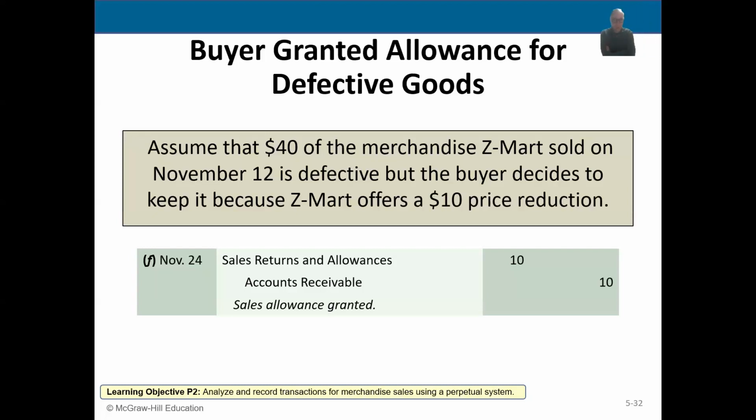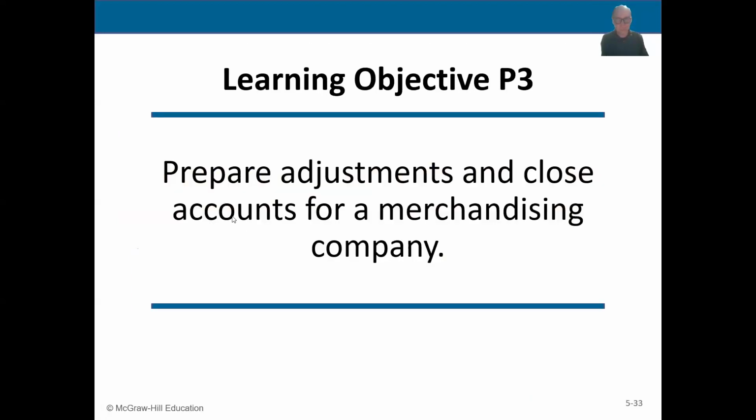And here we have another return. This is when a sales allowance has been granted. Let's assume that we have $40 worth of inventory that we sold on November 12th. The customer decided to keep it, and we offered them a 10% discount. And they haven't paid us yet. So we debit sales returns and allowances and credit their accounts receivable. Okay.